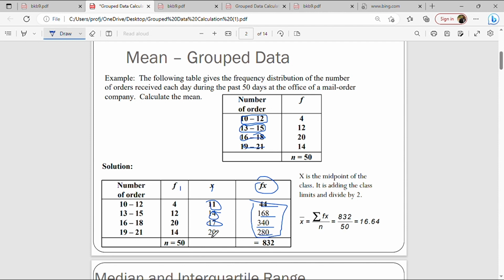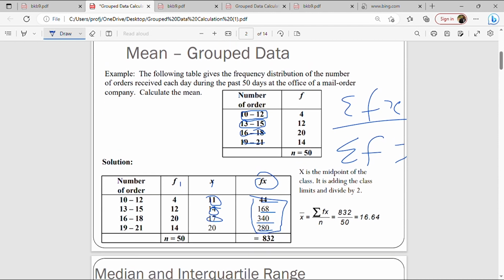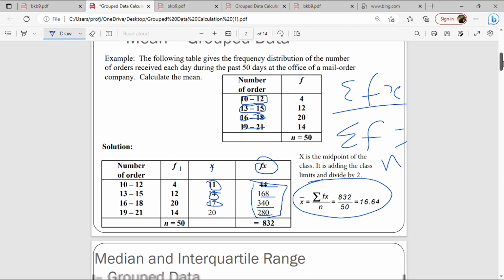Now, the mean is summation fx over summation f, and your summation f is this n that you have there, and n is 50. So x bar is the same as the mean, and that's summation fx, which is 832, divided by summation f, which is n, and that's 50. That gives you the mean. That's how we get the mean.